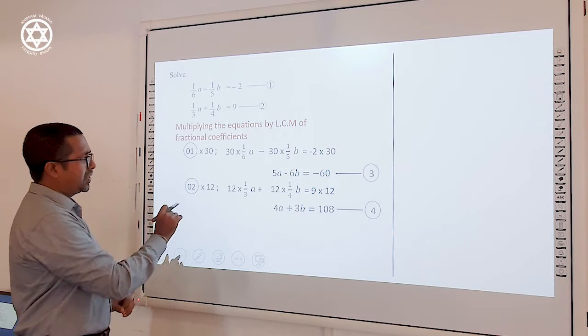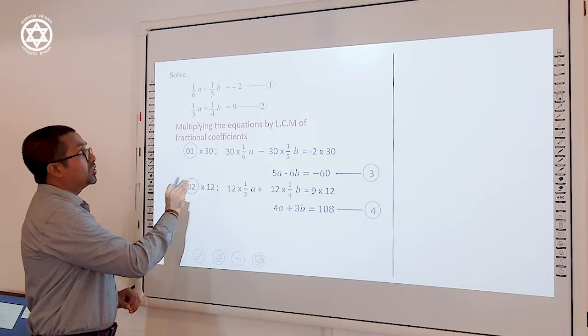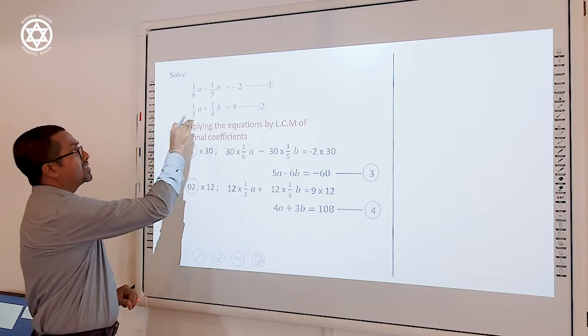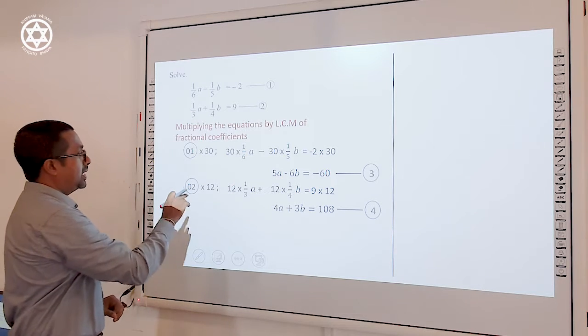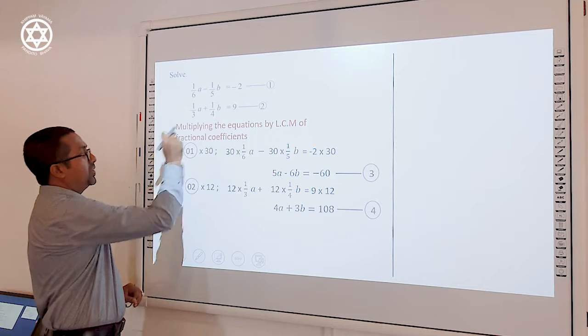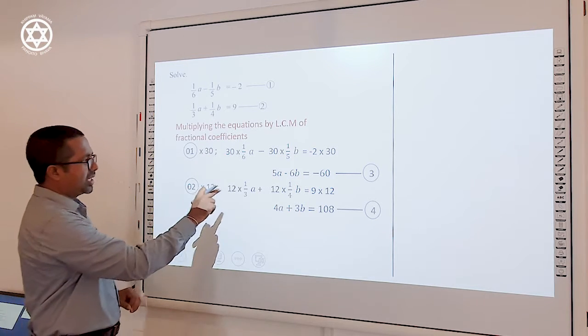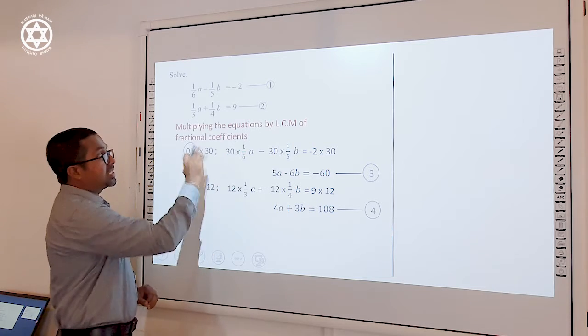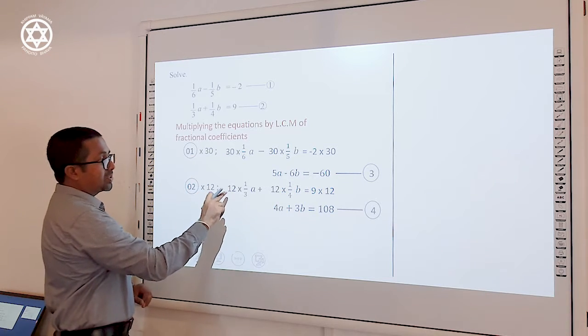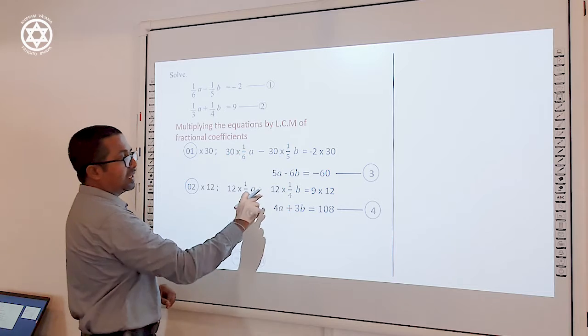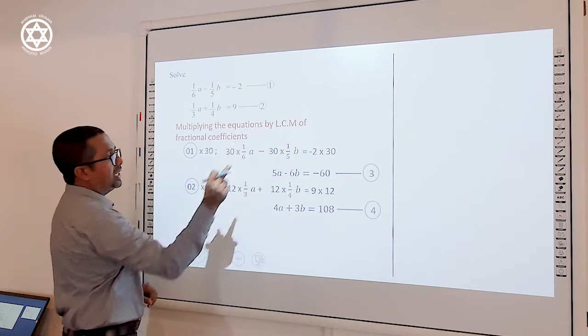Similarly, for the second equation, to remove the denominators of the fractions, the LCM of 3 and 4 is 12, so you can multiply the second equation by 12. Each term should be multiplied, you should mind it. 12 times 1/3 a, then 12 times 1/4 b, again 12 times 9.